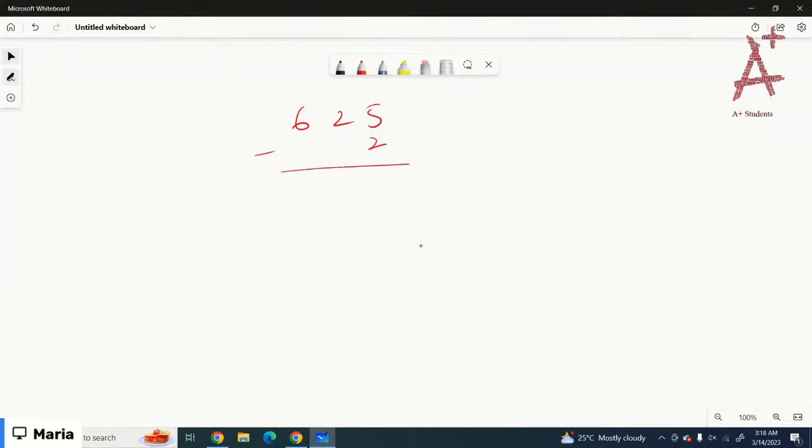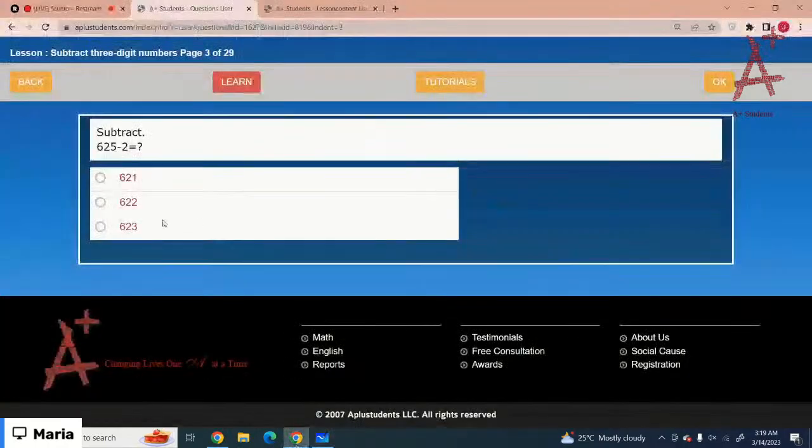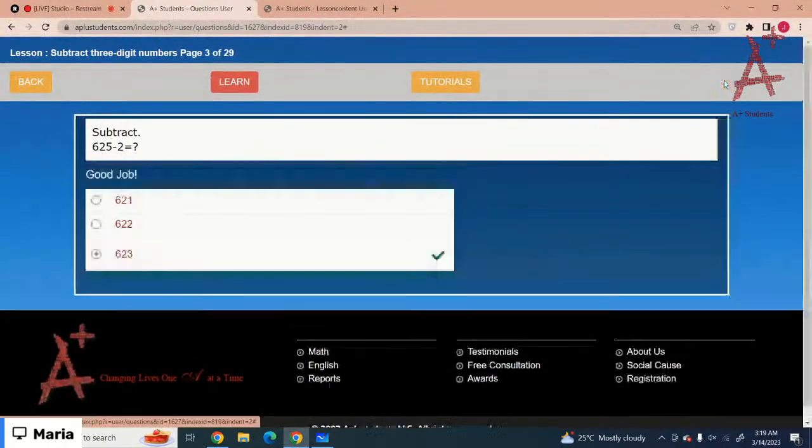So start subtracting from the ones digit. You have to do 5 take away 2. 5 take away 2 is 3, because 5 is greater than 2, so you can subtract. Then you have to bring 2 as it is and 6. So 625 minus 2 equals 623. Got it? So the correct option is 623. Just select the correct option and click on the OK button.